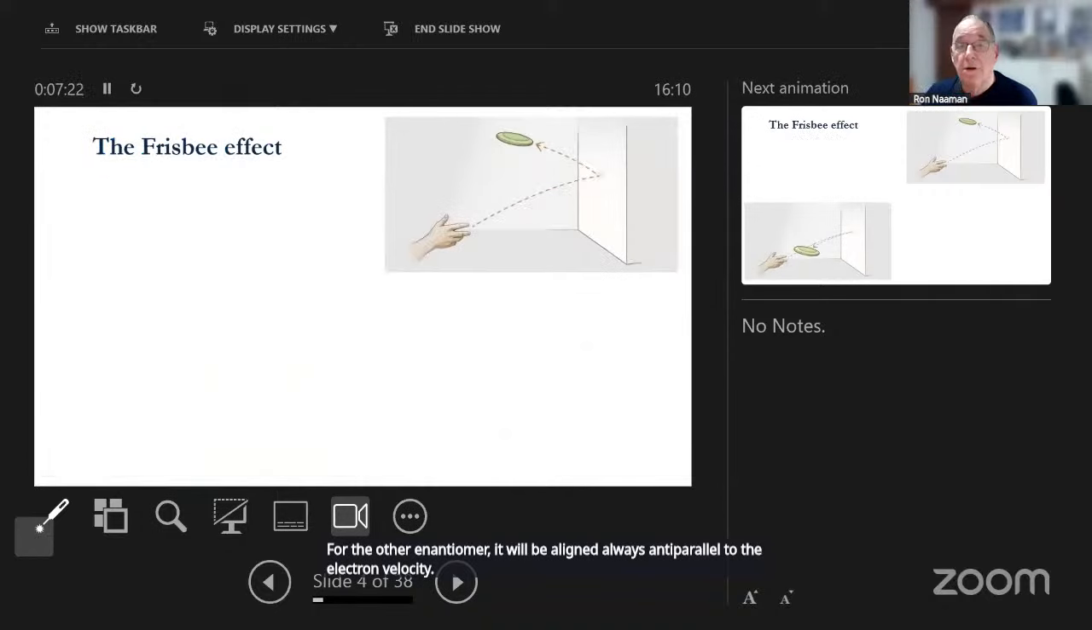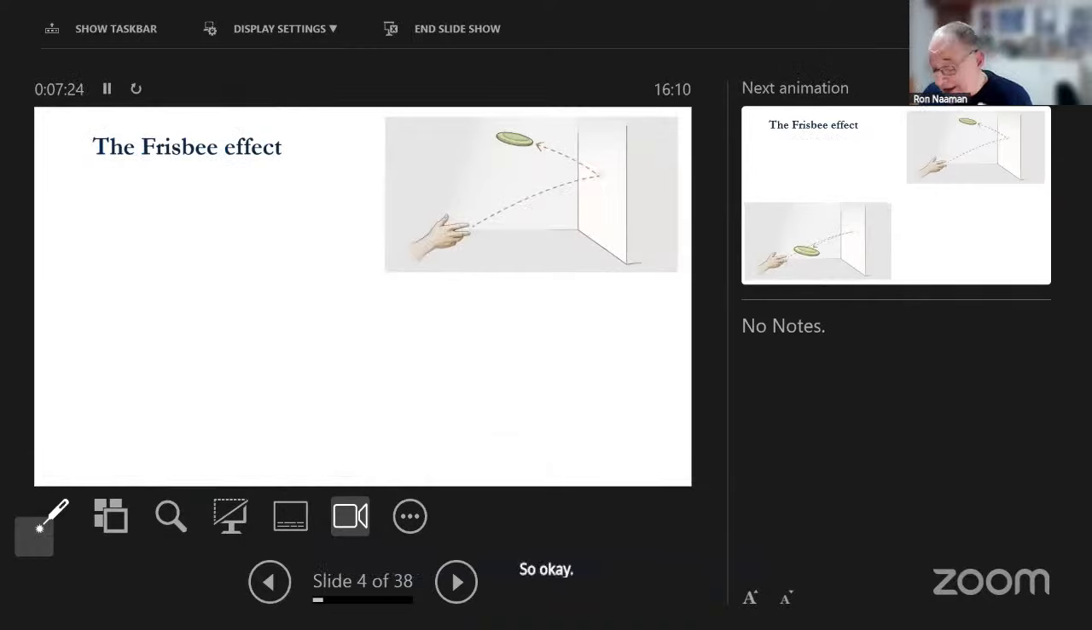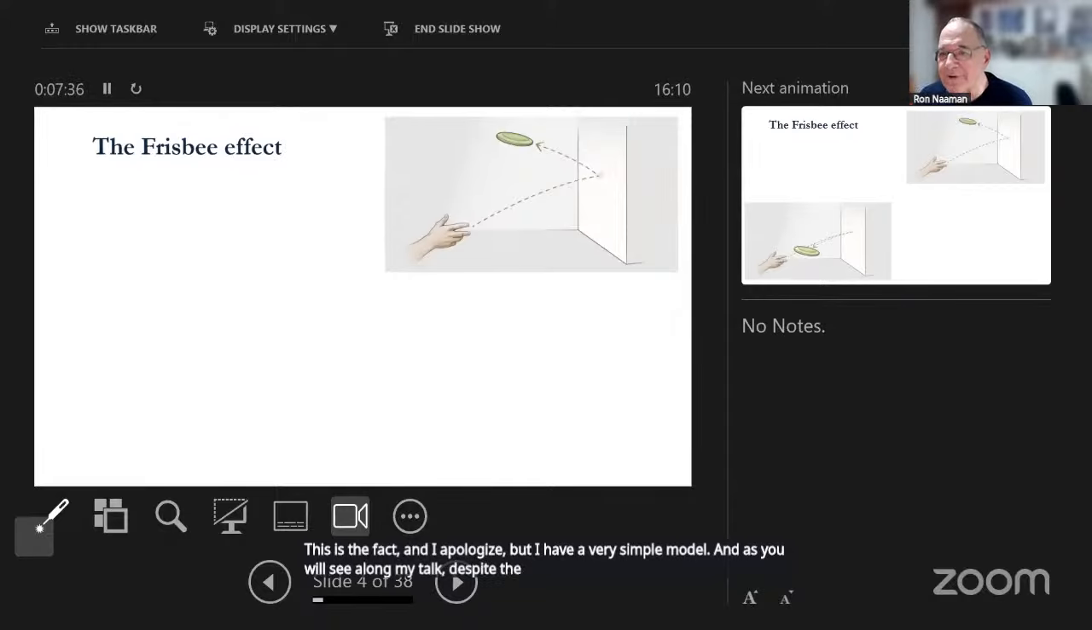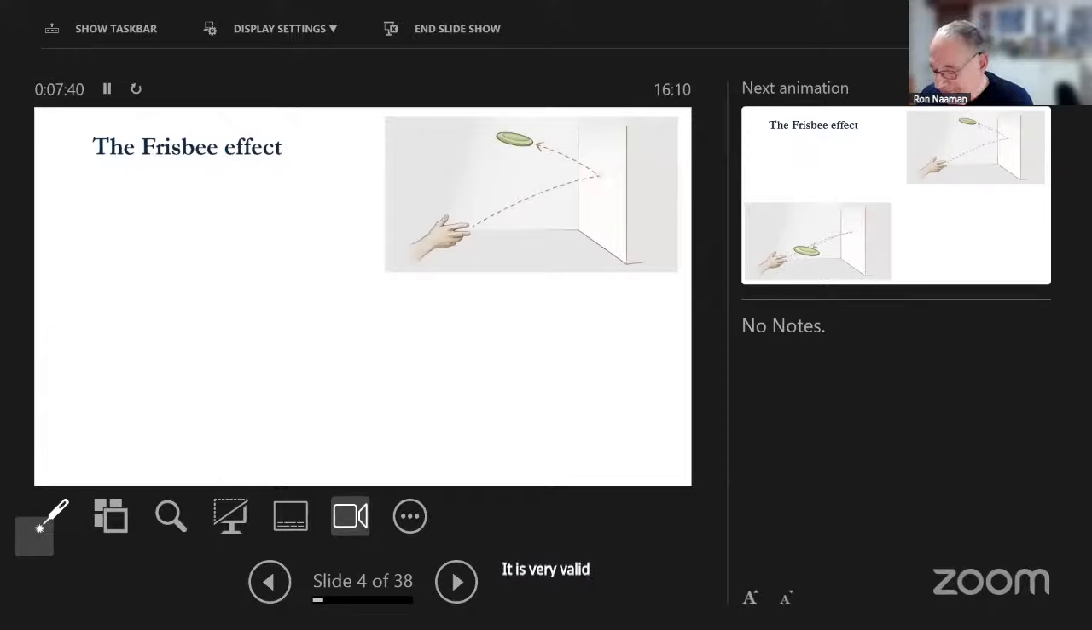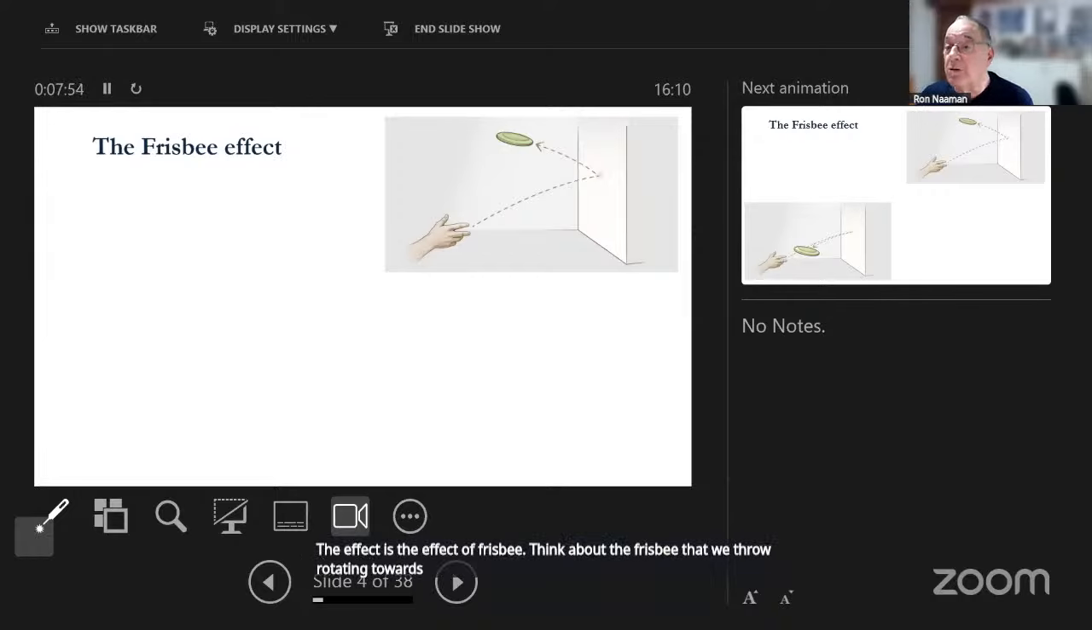So, okay, how can we visualize the CISS effect? I apologize, but I have a very simple model. As you will see along my talk, despite the model being so simple, it is very valid for understanding the CISS effect. So the effect is the effect of a frisbee. Think about a frisbee that we throw, rotating, towards the right wall.